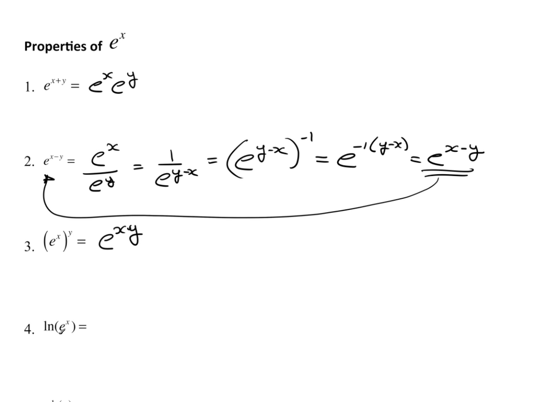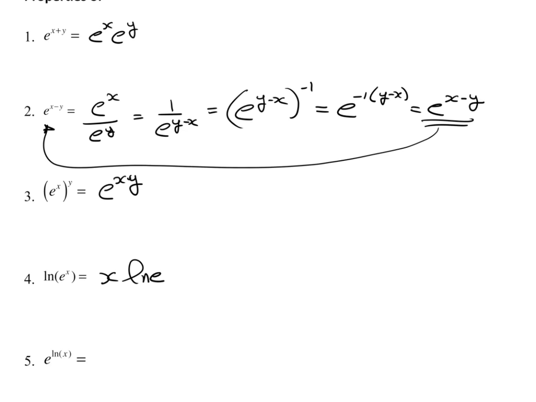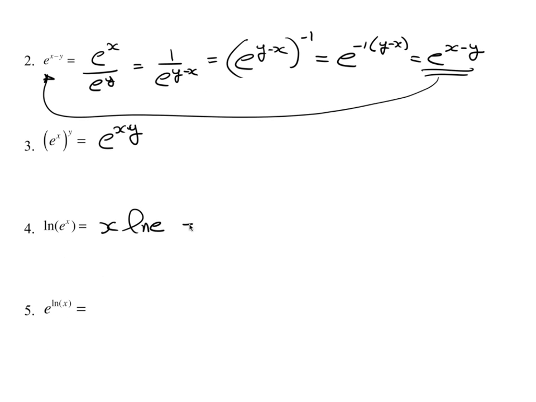Now, ln e to the x is equal to, based on the property of logs we've already looked at, x times ln e, but as I said earlier, ln e is 1, so this is actually just the same as x. And e raised to ln x is also simply equal to x.